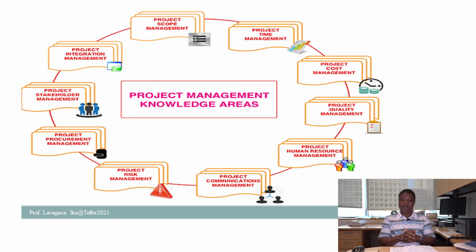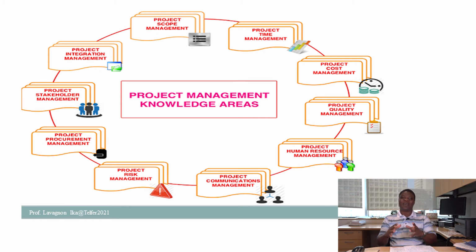All projects are made by people for people. Because they are made by people for people and with people, you need to manage human resources in the project. So that's a knowledge area called project human resource management. It is often said that 90% of a project is all about communication. So you need to manage communications in the project. Hence, project communication management is yet another knowledge area.